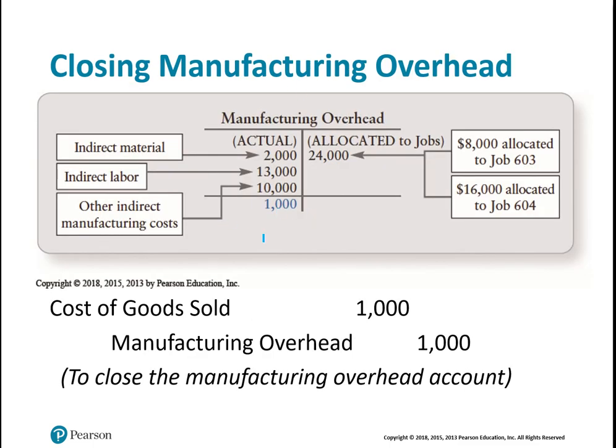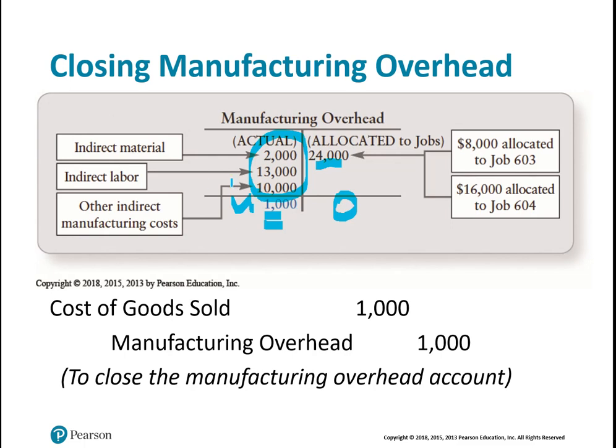And of course, taking a look at this now, when you're doing this allocation, remember that's an estimate. All of the indirect material, indirect labor, and other indirect manufacturing costs that we did on those other journal entries came up to a total of $25,000, and we allocated 24,000. So here we have a balance of a debit, which means that we underallocated the manufacturing overhead, because this side is the underside if this is the balance, and this is the overside.